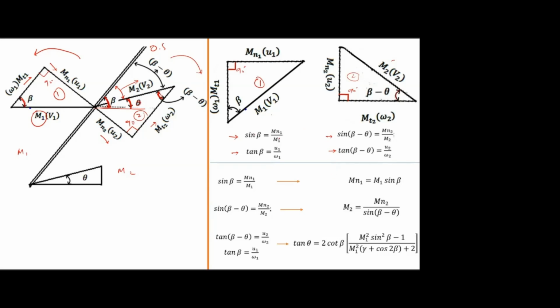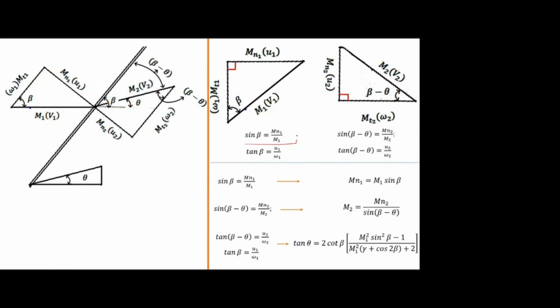So sine beta, in terms of Mach number, is mn1 by m1, or in terms of velocity, it will be u1 by v1. Similarly, here tan beta is u by w, or in terms of Mach number, it will be mn1 by mt1, and here it will be u2 by v2, or in terms of Mach number, mn2 by mt2. From this right angle triangle we can find sine beta, tan beta, cos beta, all other things, in terms of velocity and in terms of Mach number.